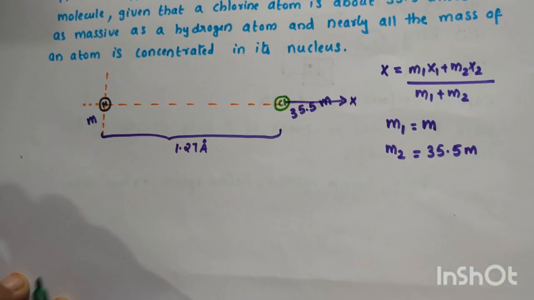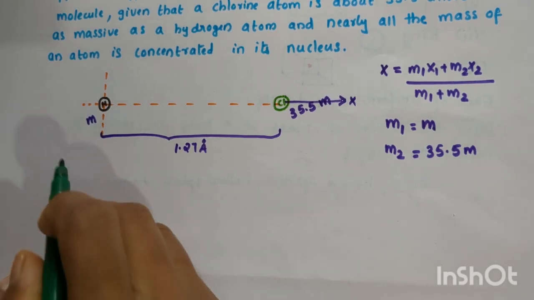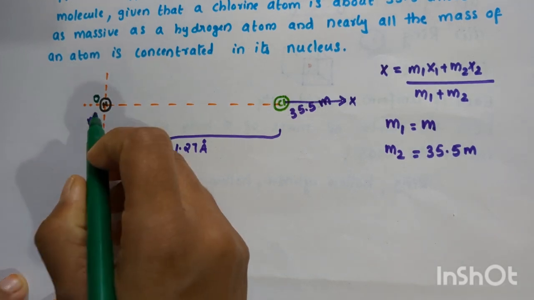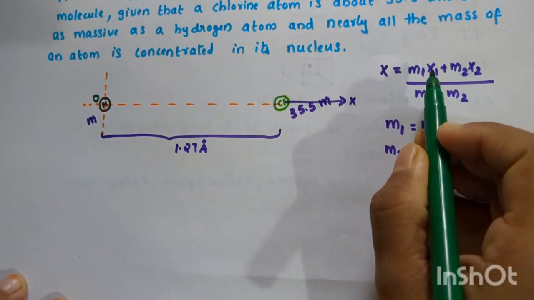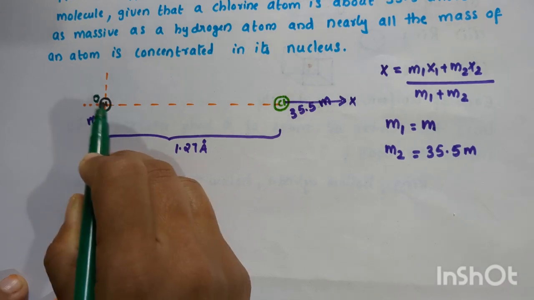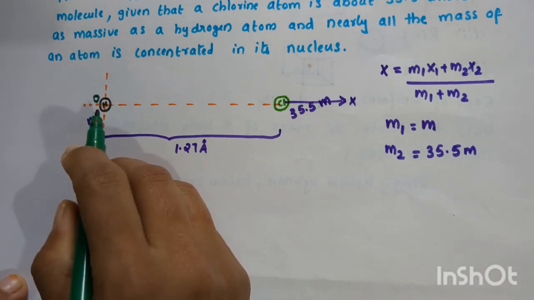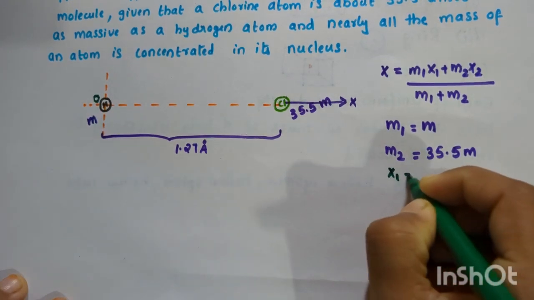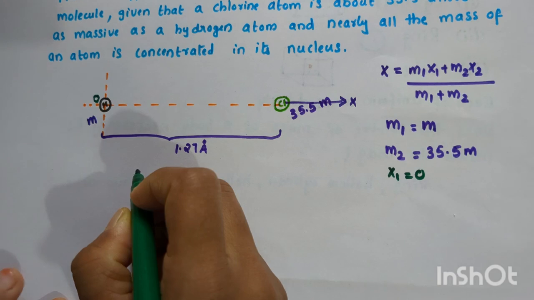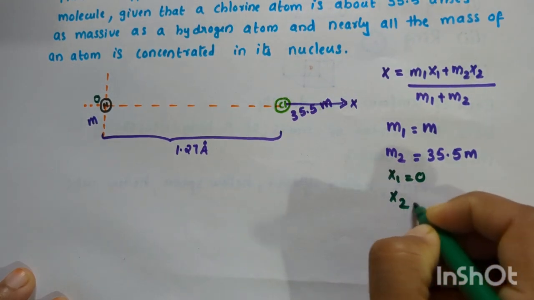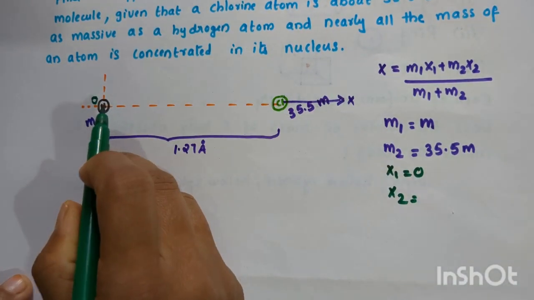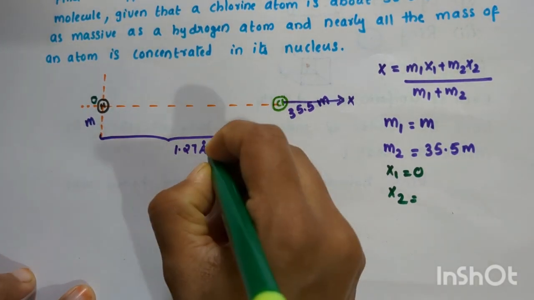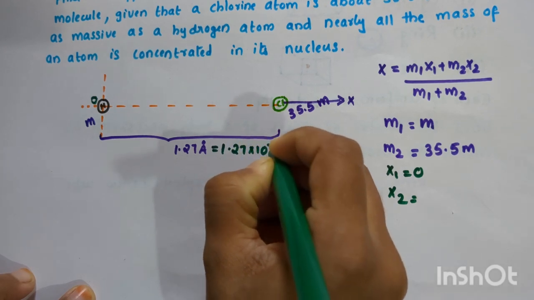Let us consider the hydrogen atom is at the origin of this coordinate system. Then what is x1? x1 is the distance to the first atom from the origin. Since the hydrogen atom is at the origin, x1 is equal to 0. Then what about x2? x2 is the distance to the second particle from the origin. The distance of separation between the hydrogen atom and the chlorine atom is 1.27 angstrom, that is 1.27 into 10 raised to minus 10 meter.